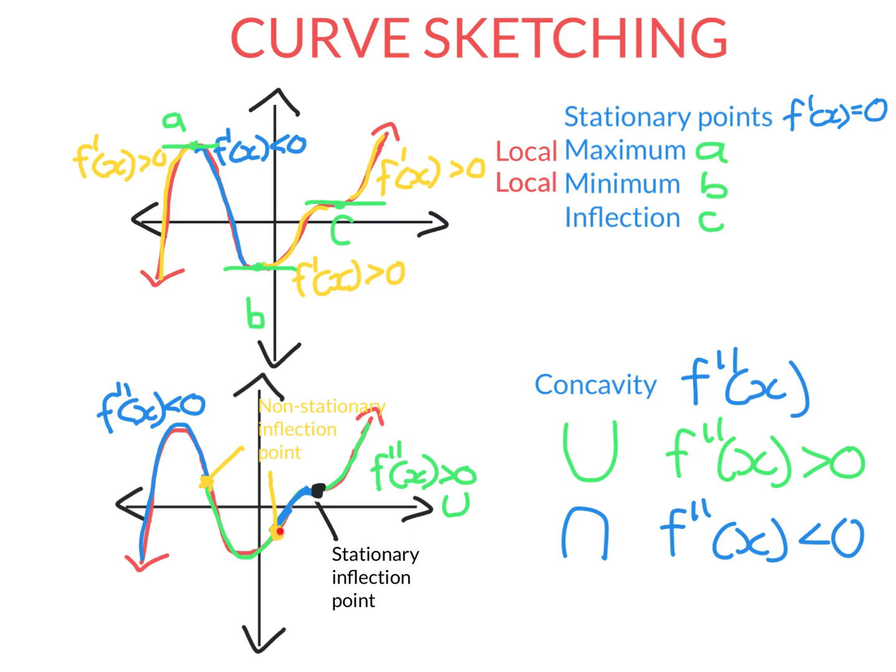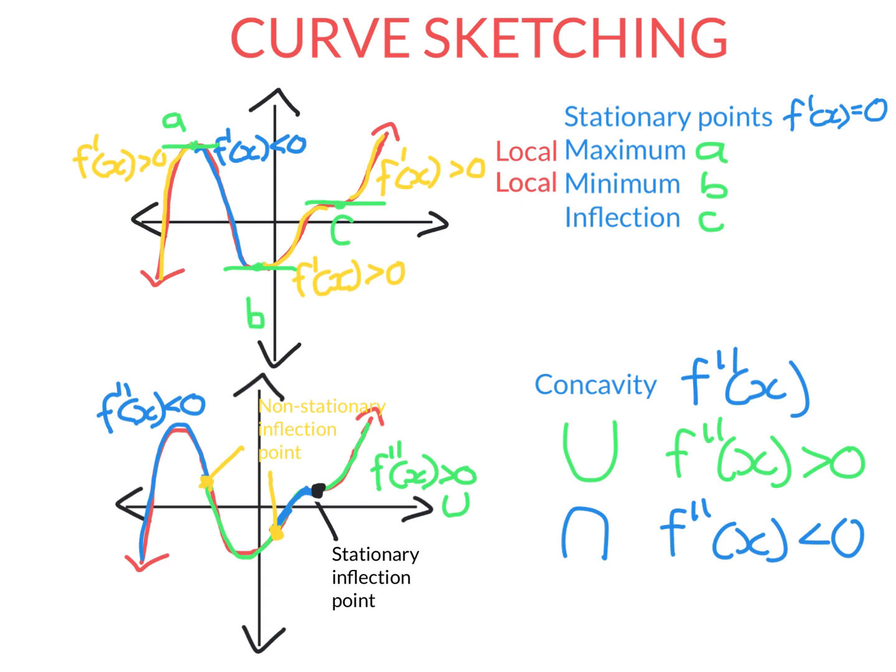There's another non-stationary inflection point here where the curve goes from being concave up to concave down. And at this stationary inflection point, it's gone from being concave down to concave up again. It's gone from being frowny face to a smiley face. So all of this will help us in sketching a graph. We're going to find this information from an equation first.